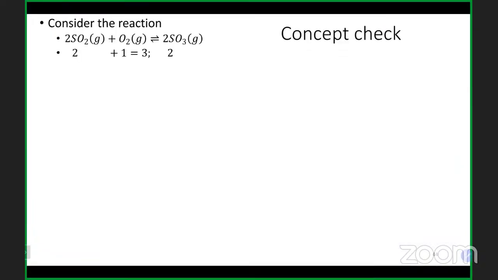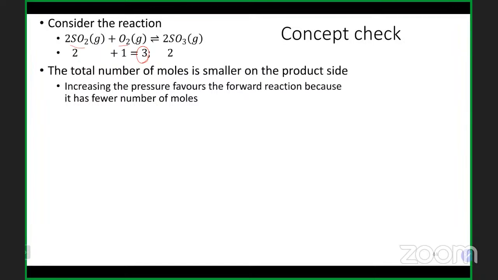Consider this gaseous reaction. This is a homogeneous reaction, 2SO2(g) plus O2(g) going to 2SO3(g). The number of moles on the reactant side, there's 2 moles of SO2 and 1 mole of O2, so we have a total of 3 moles of them. So this kind of reaction, gas pressure change will affect it. So we have a smaller number of moles on the product side.